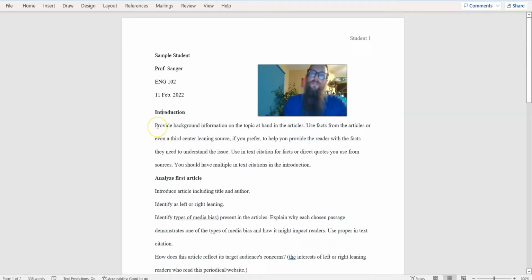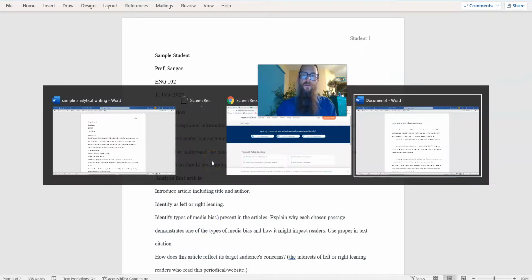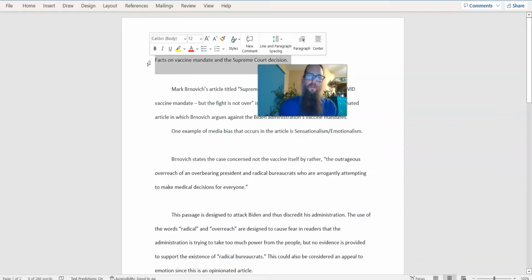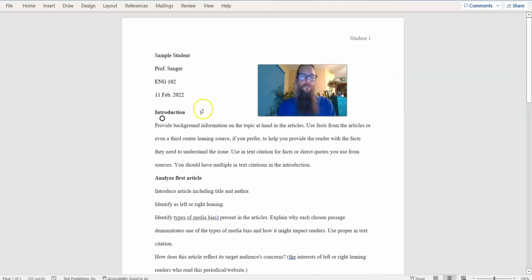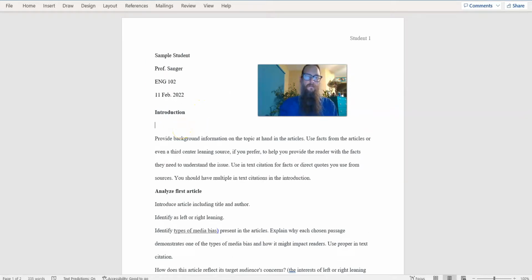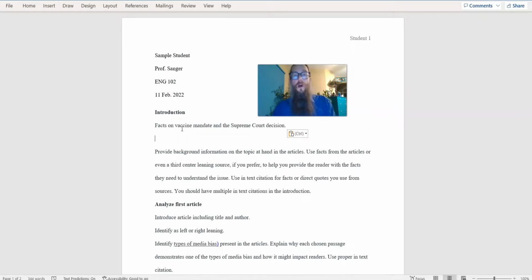So here's the directions for the introduction. This is where you're giving background information that the reader needs to understand those two articles, right? And kind of what they're writing about and how they connect to one another, right? I'm not going to spend a ton of time on this because there's already been other module materials devoted to it. So I'm just going to go ahead and copy that over there, right?